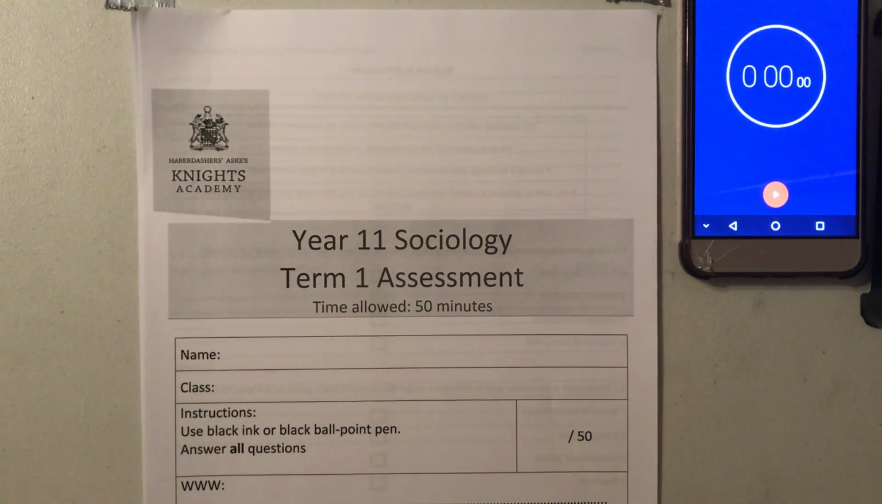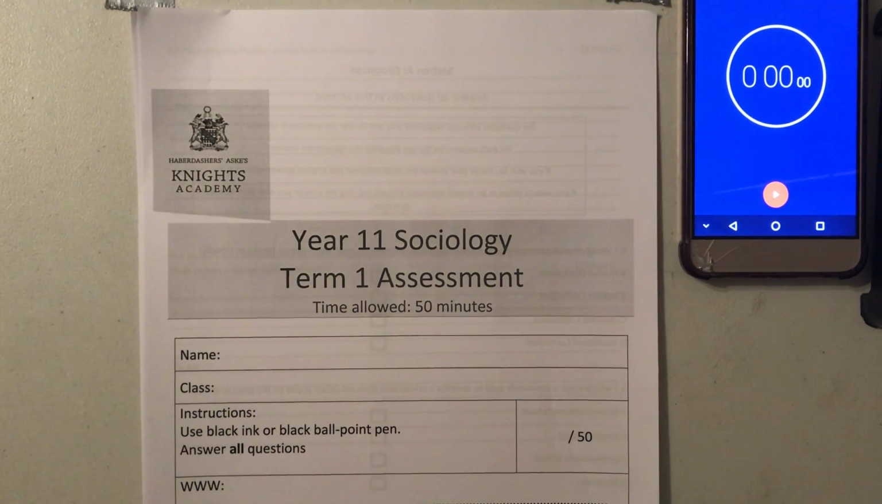Okay, so this video is going to show you in real time how to answer a GCSE AQA Sociology paper. Exam technique is crucial for this exam, so we're going to go through exactly how to do each question, how to read the question in the exam, how to plan your answer, and then I'll write an example for you in exam conditions.